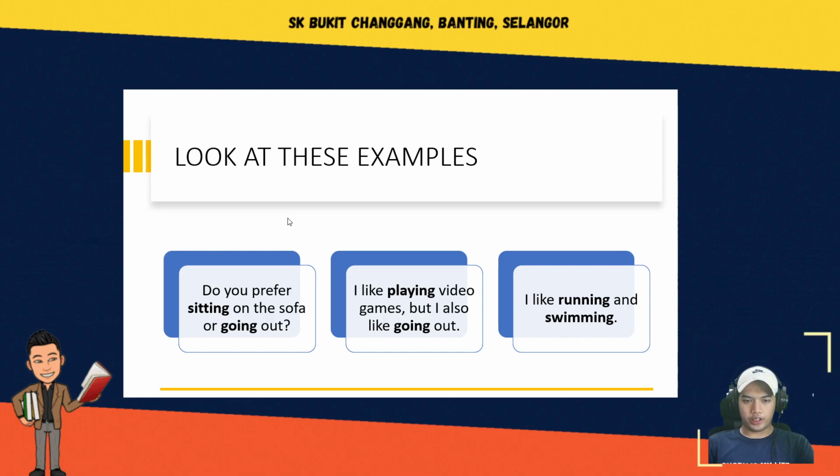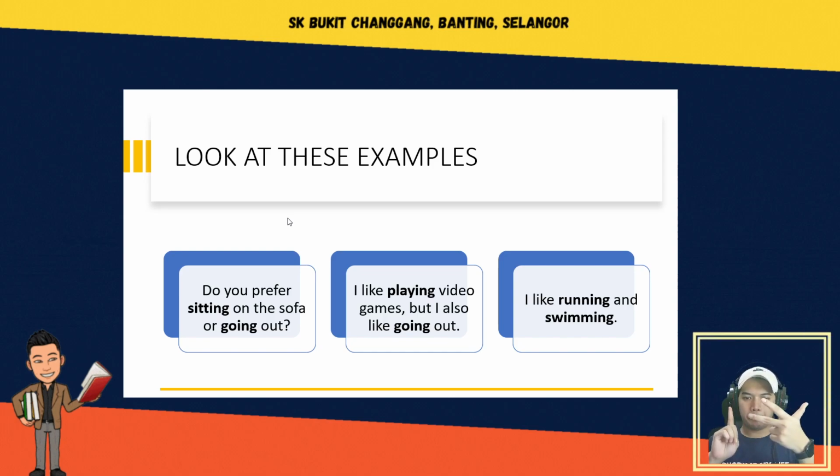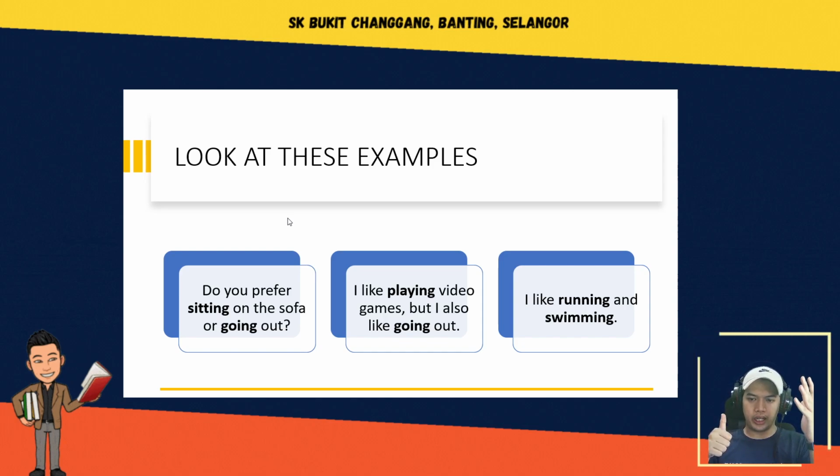So, if you notice, I bold the word sitting and also going. Why? Later I will explain. But let's look at the second example. I like playing video games, but I also like going out. And the third one, I like running and swimming. So, if you notice, I have bold, sudah tebalkan, perkataan sitting, going, playing, going, running, and also swimming. So, there are 5 words.